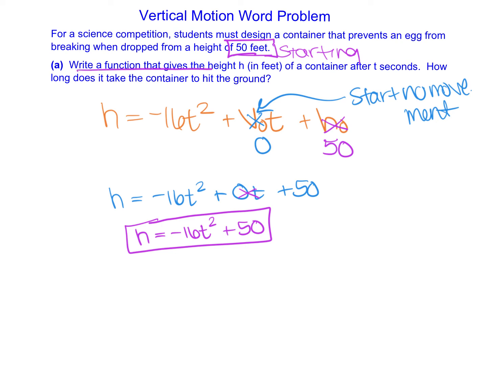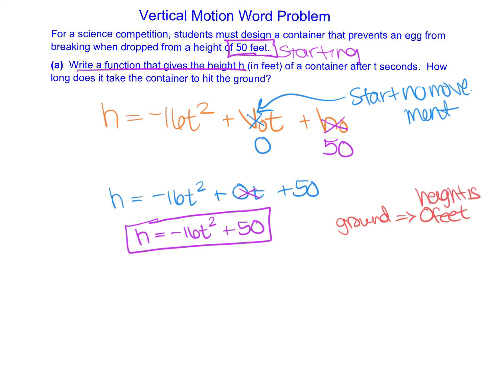So that's the first piece, right? A function that gives the height in feet of a container after t seconds. And then it says, how long does it take the container to hit the ground? So what I need to do here is think about the ground and what I know about the ground. I don't know how long it takes to get to the ground, but what I know is that the egg starts 50 feet above the ground. So the ground is really when we hit 0 feet. It's when our height is 0 feet.